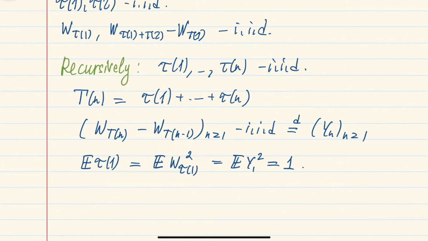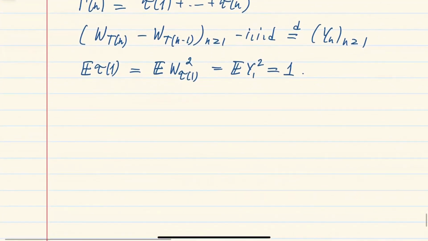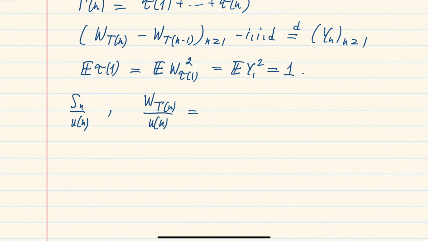Okay, and then given this information, now we want to control the upper limit of Sn divided by un. Of course, we will now consider the copy of this sequence written in terms of the Brownian motion. In other words, the sum up to time n is replaced by W at time Tn and scaled by Un. So we are going to add and subtract W at time n.